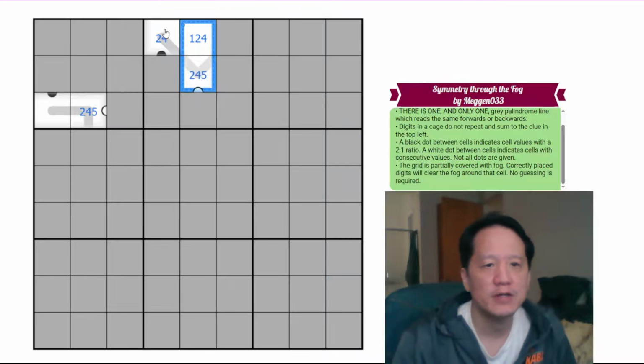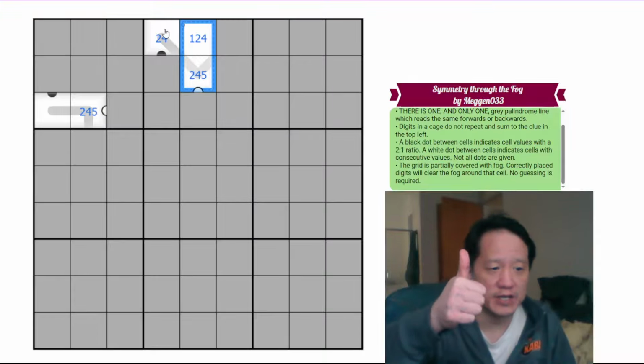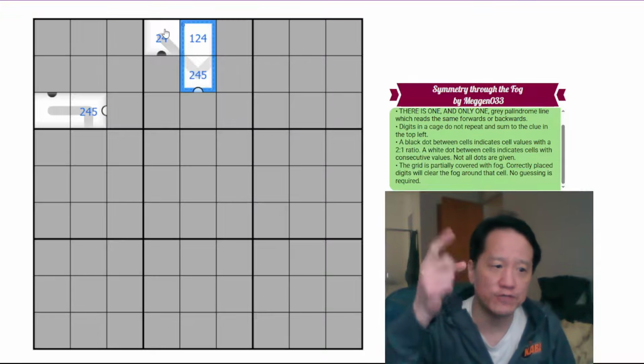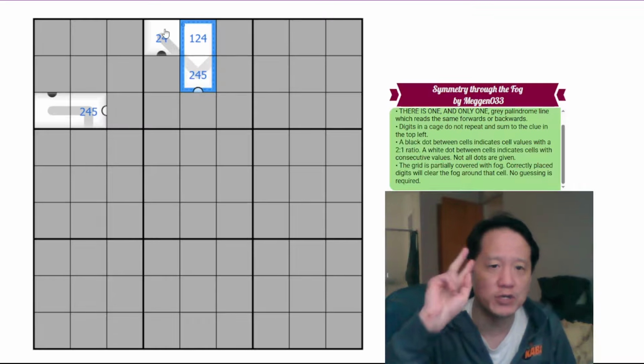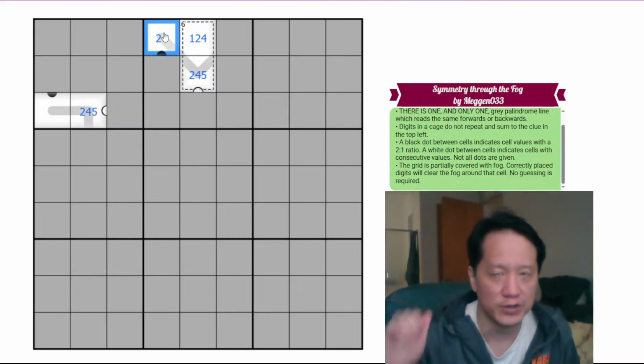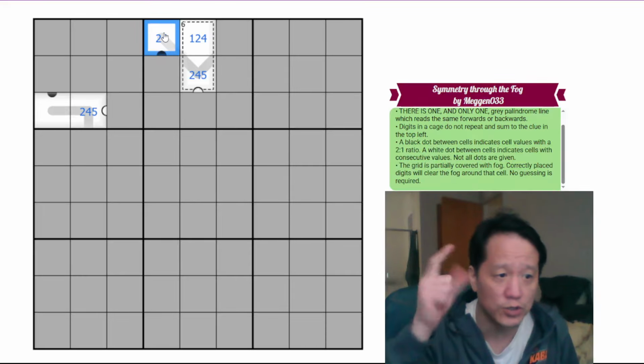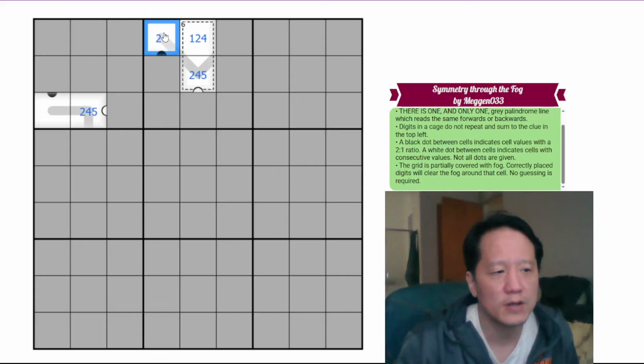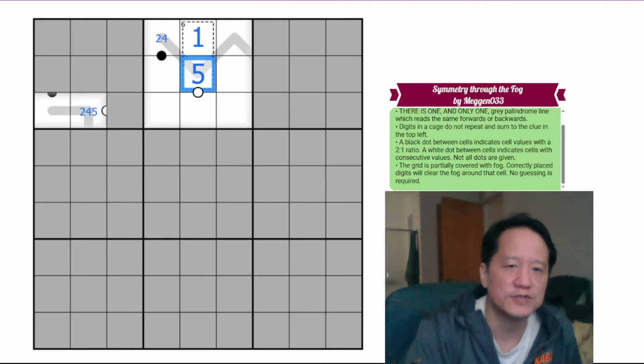Again, 2 can be next to 1 and 4 in a 1-to-2 ratio. 4 can be next to 2 and 8 in a 1-to-2 ratio. So basically, that's the reasoning why this is 2 and 4. No other digit is in a 1-to-2 ratio with 2 unique digits. So this has to be 1 and 5 then. So this is 1, this is 5, which makes this 5.